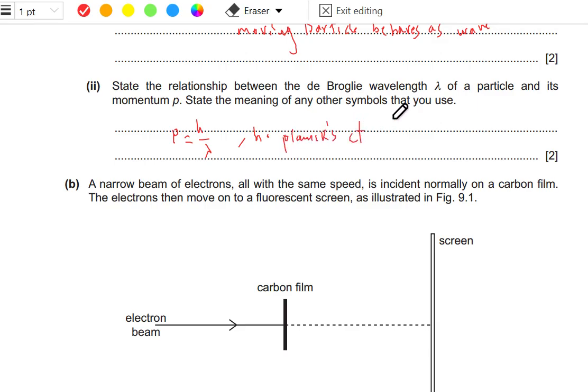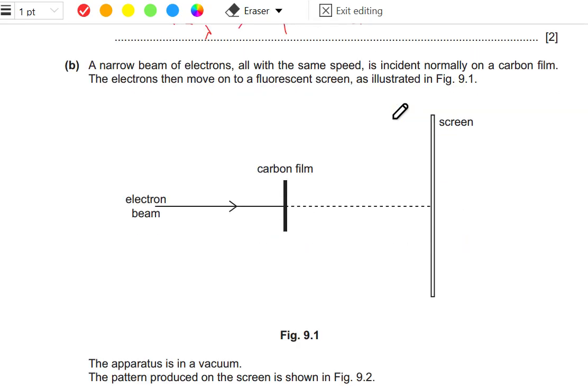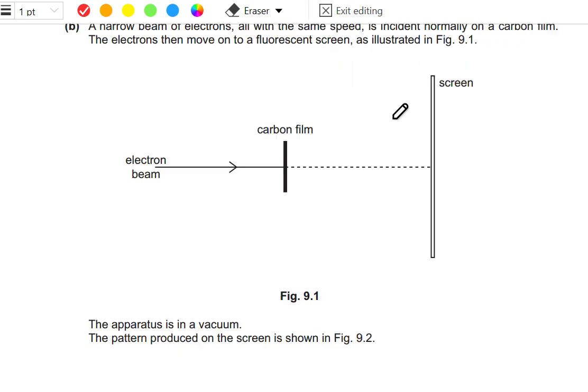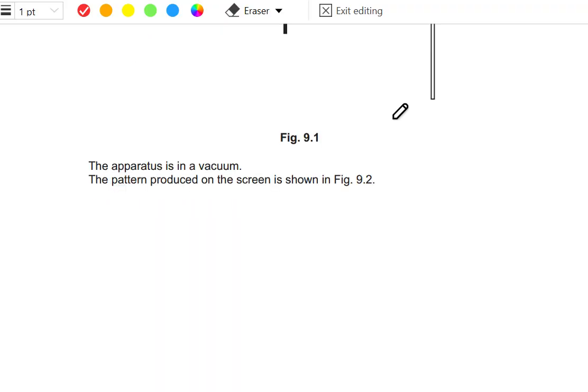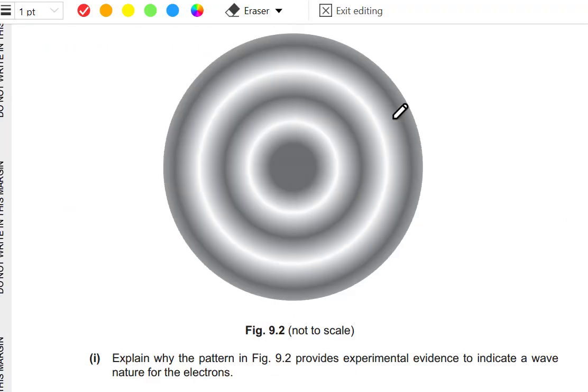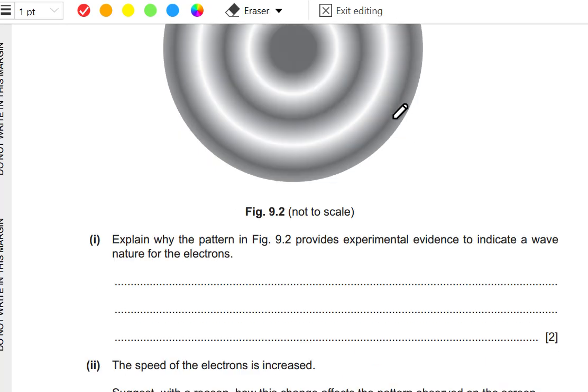A narrow beam of electrons, all with the same speed, is incident normally on a carbon film. The electrons then move onto a fluorescent screen. The apparatus is in vacuum. The pattern produced on the screen is like that. Explain why the pattern provides experimental evidence to indicate a wave nature of the electron. Certainly the pattern is a diffraction pattern.